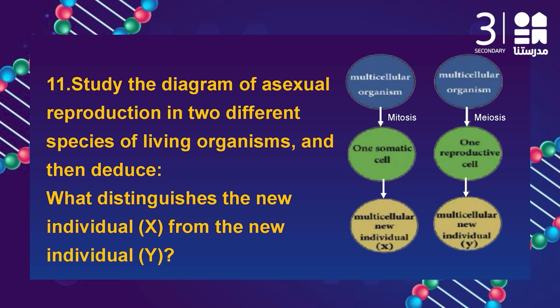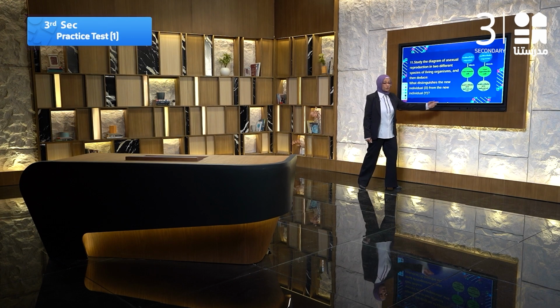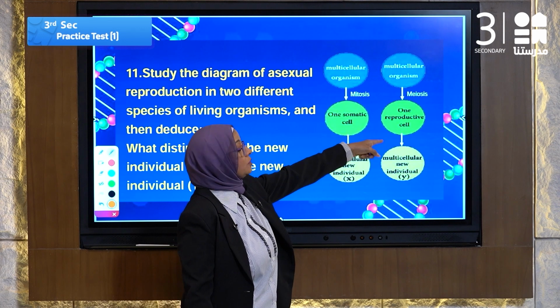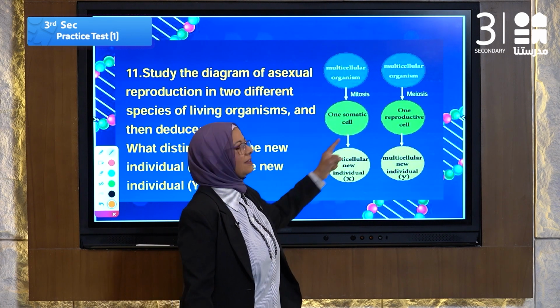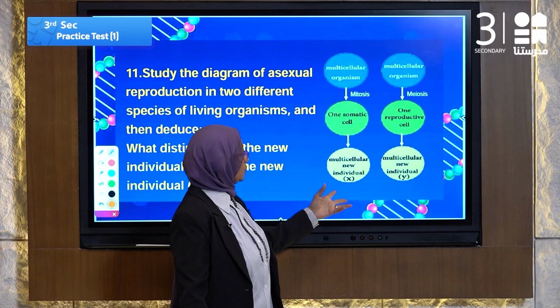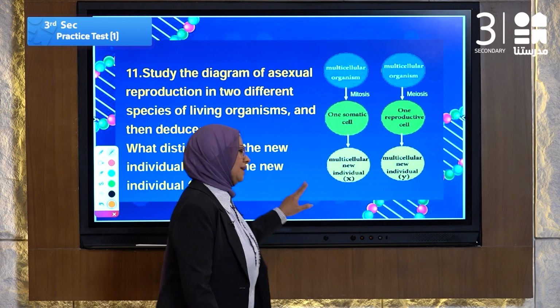Number 11, study the diagram of asexual reproduction in 2 different species of living organisms, and then deduce what distinguishes the new individual X from the new individual Y. There are 2 individuals produced. The first one is produced by mitosis. The second one is produced by meiosis. What are the differences between meiosis and mitosis here? They produce 2 different individuals. Let's go.